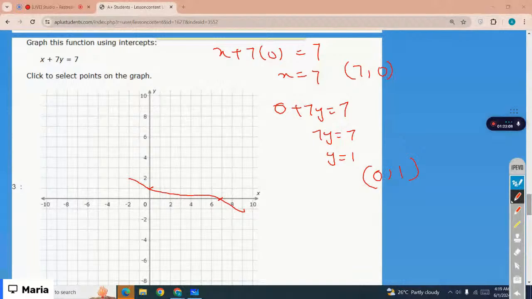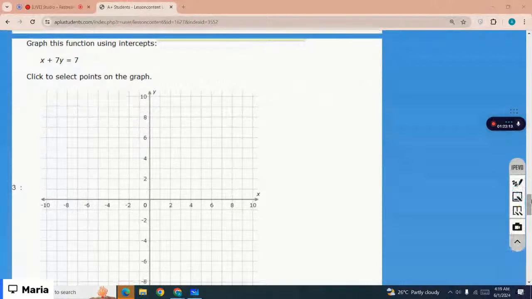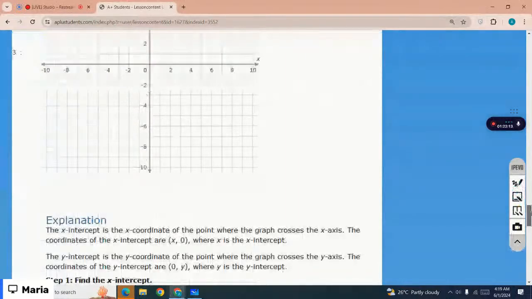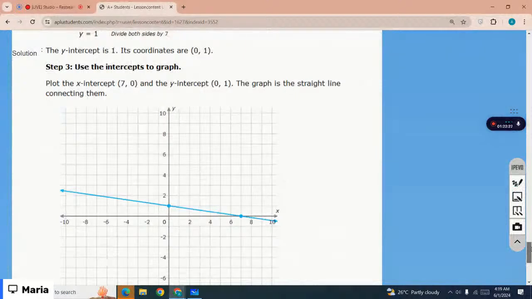Got it? If you have any question, let me just show you the graph. This is the graph. If you have any question, you can please ask. I am here to answer all your questions and confusions if you have any.